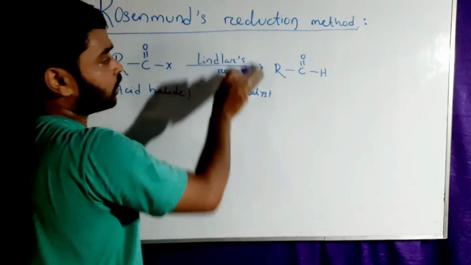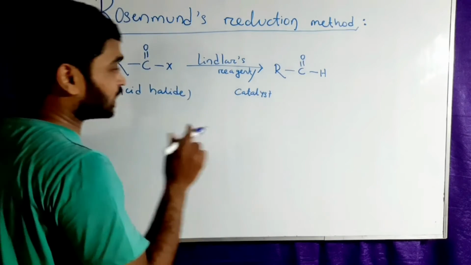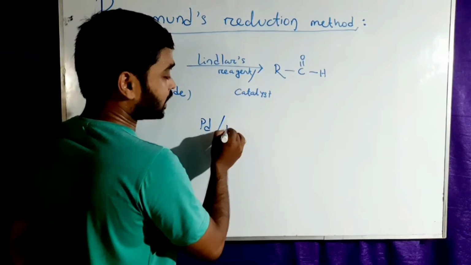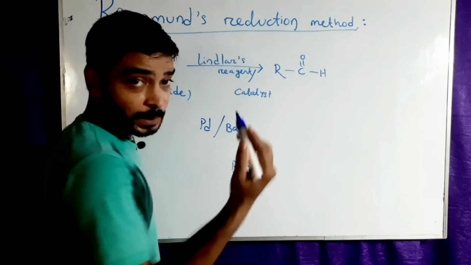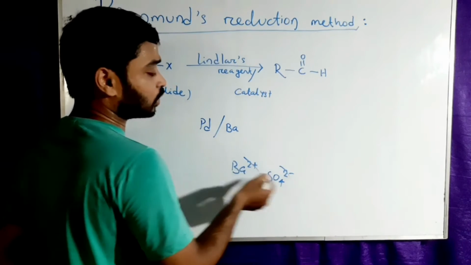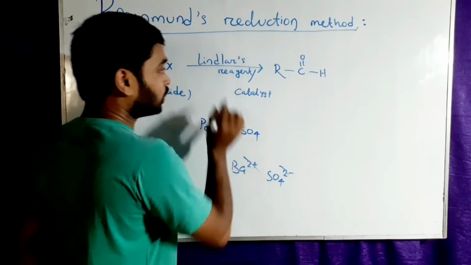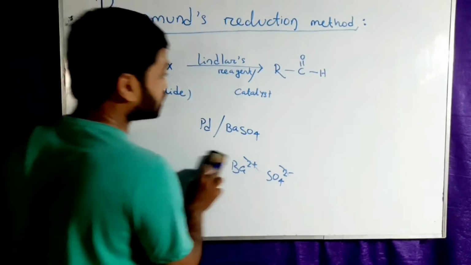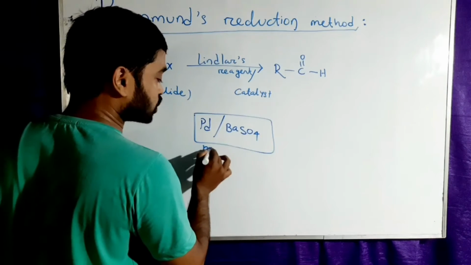What is Lindlar's catalyst or Lindlar's reagent? Lindlar's reagent is a chemical composed of palladium over barium sulfate. Barium has the ionic formula Ba2+, and sulfate has the ionic formula SO4 2-, which upon cancellation of the common factor produce barium sulfate, BaSO4. Lindlar's reagent contains palladium over barium sulfate, and it is also poisoned, containing sulfur.